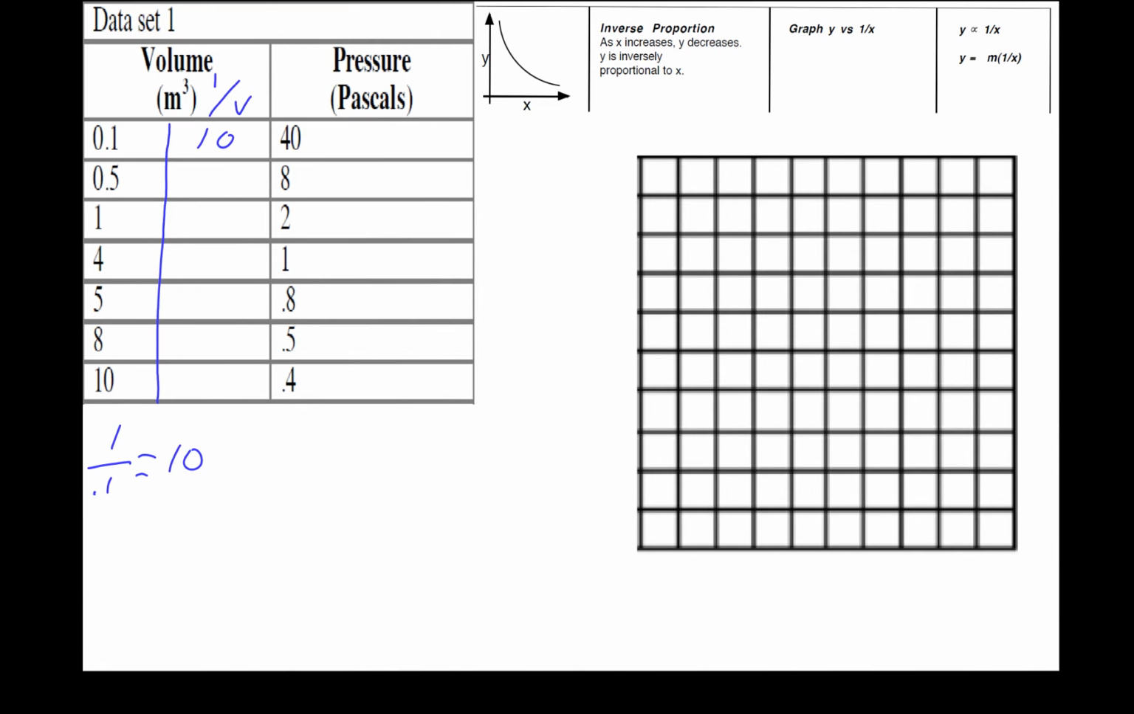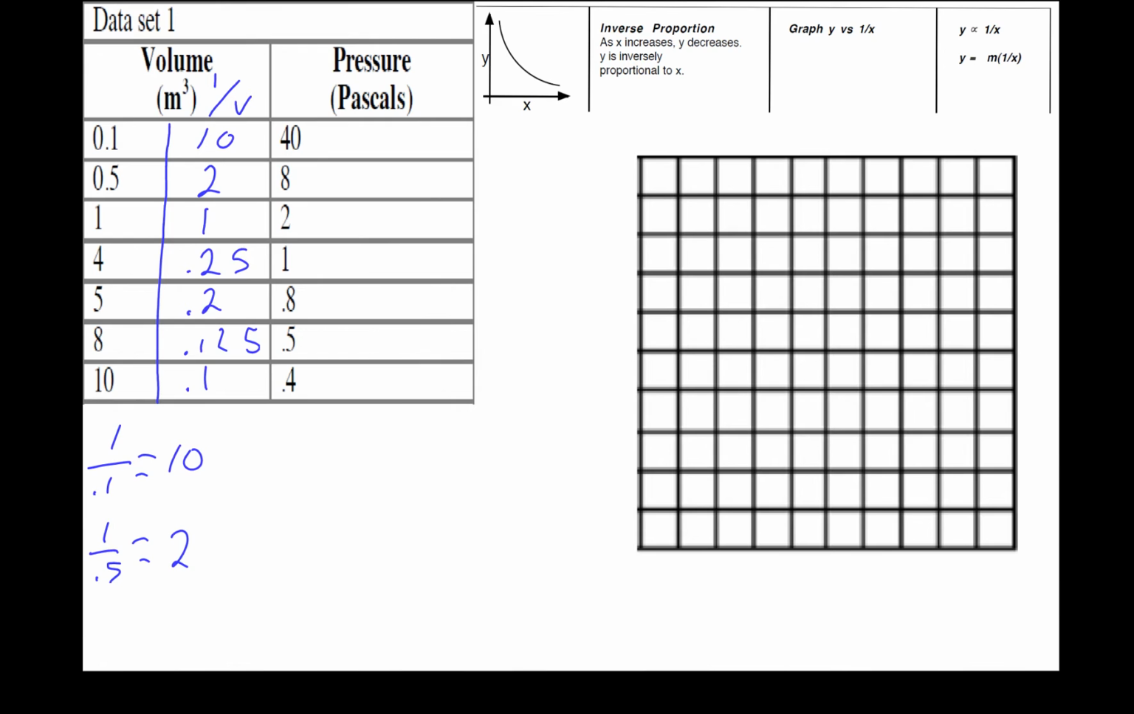All right, then the next point is you're going to take 1 divided by 0.5, and that's going to give you 2. So I put 2 here. 1 divided by 1 is 1. 1 divided by 4 is 0.25. 1 divided by 5 is 0.2. 1 divided by 8 is 0.125. And then 1 divided by 10 is 0.1.